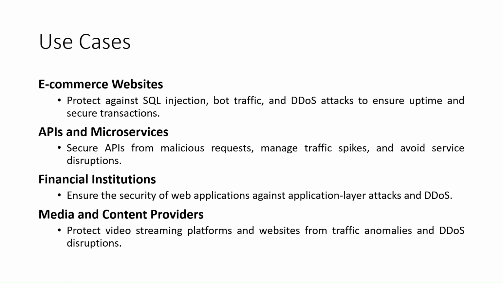Media websites such as video streaming platforms depend heavily on uptime. They can face issues like traffic anomalies, unexpected spikes in traffic, or DDoS disruption. When an attacker floods the site with traffic, AWS WAF helps prevent the harmful traffic, while AWS Shield protects the website from large DDoS attacks, making sure the media content stays available and viewers aren't affected.